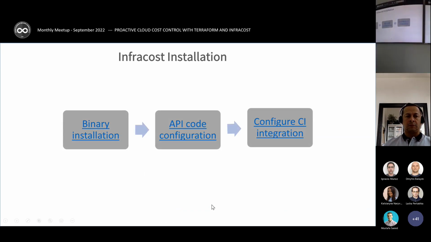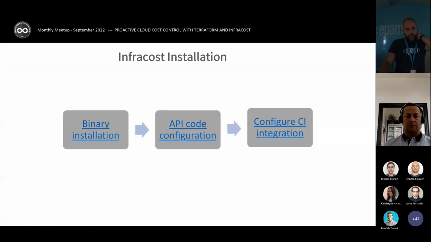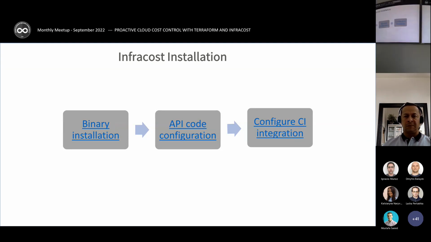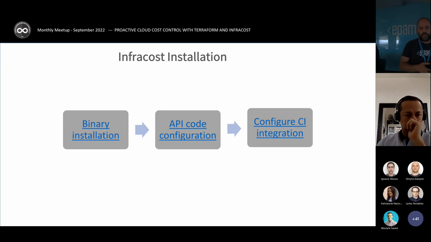Okay. Infracost installation. We are not going to focus too much on this today, because I already took like 5 minutes. But basically it's composed of 3 stages. First, you do the binary installation, either for Linux or Windows, wherever you are using, or for Mac.